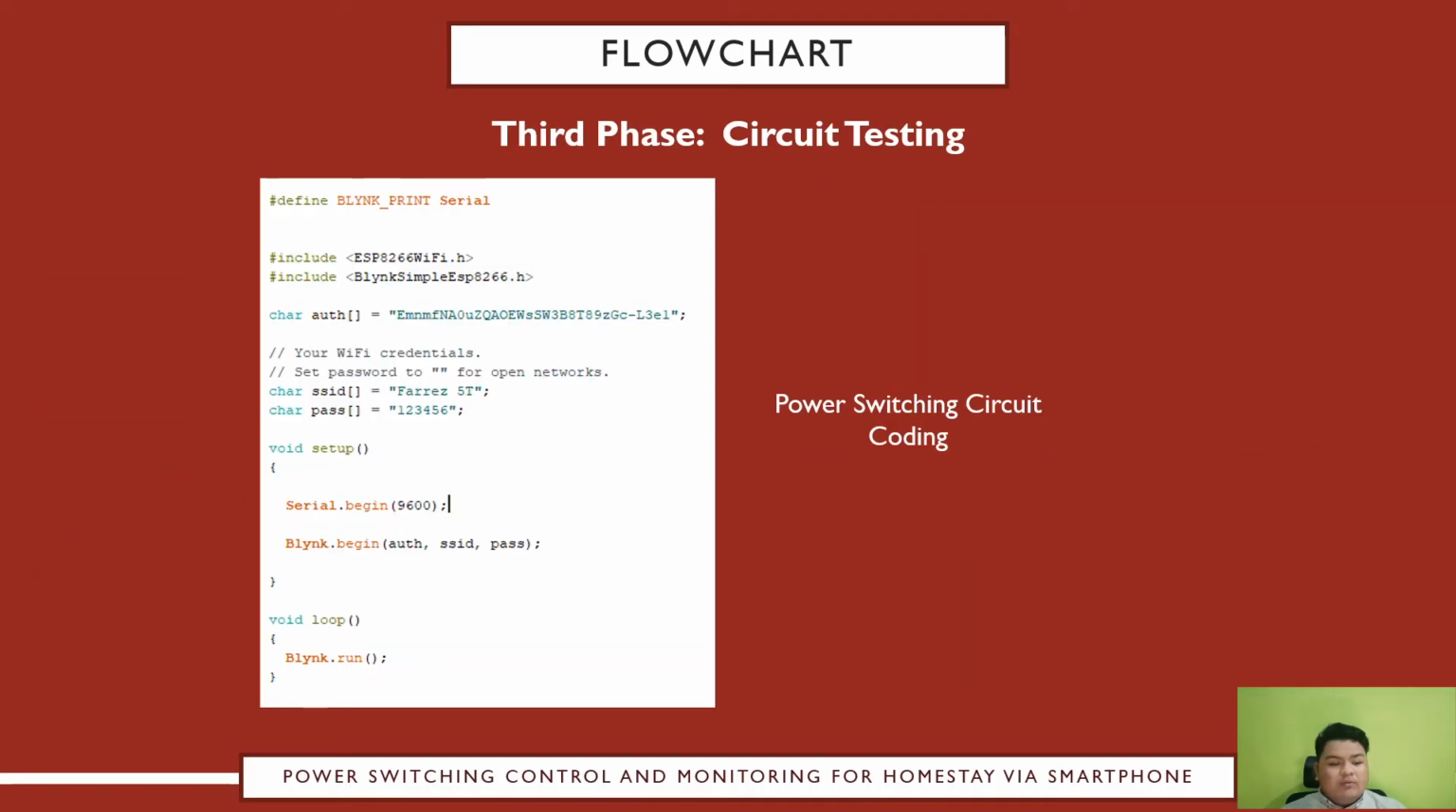And this is the coding for my power switching circuit. It is a short coding where the Node MCU is connected to my Blynk app on my phone through the internet, and all the switching behavior is controlled just through the app.